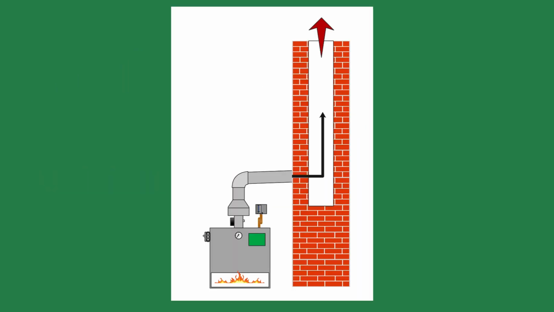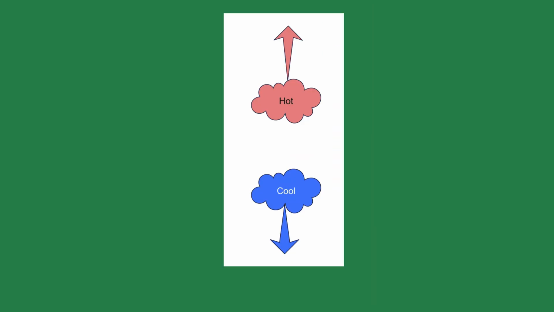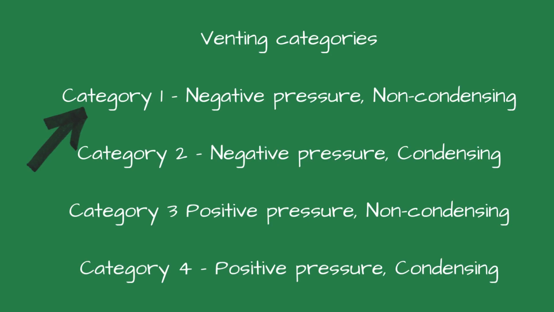So what is chimney draft? Draft is a pressure difference that moves the combustion gases from the boiler through the flue pipe and out the chimney. It does this by relying on the buoyancy of warm air. In other words, warm air rises. When the warm air rises, it's replaced by cooler boiler room air.